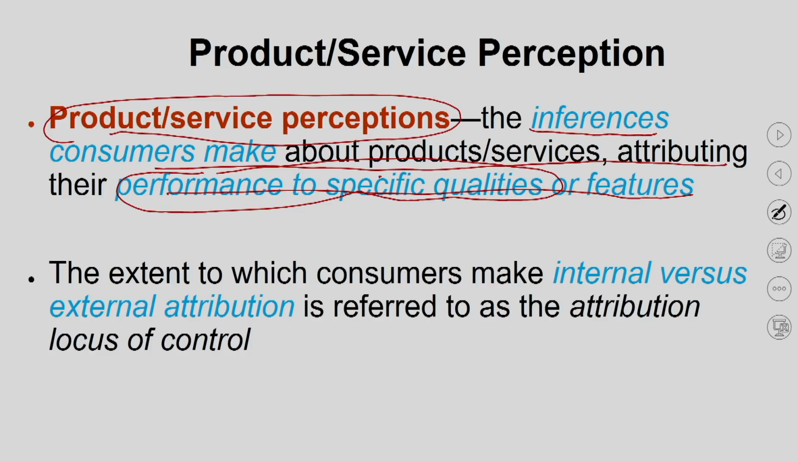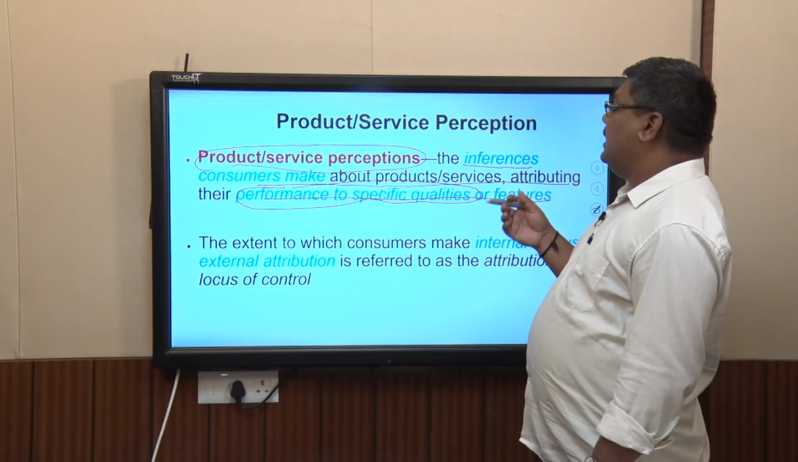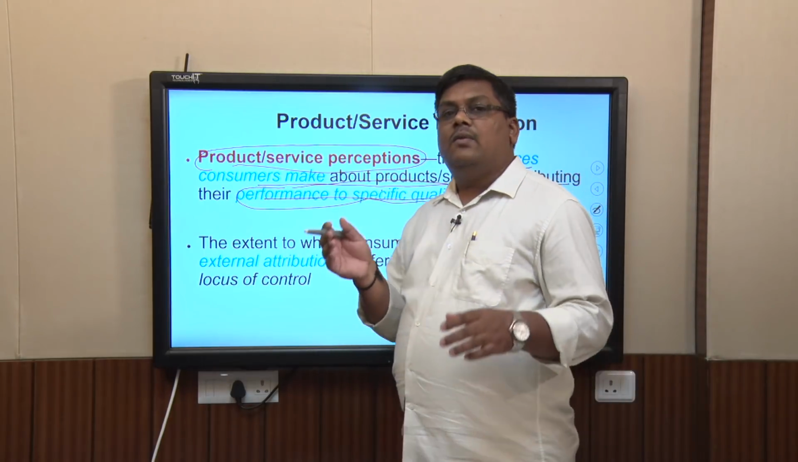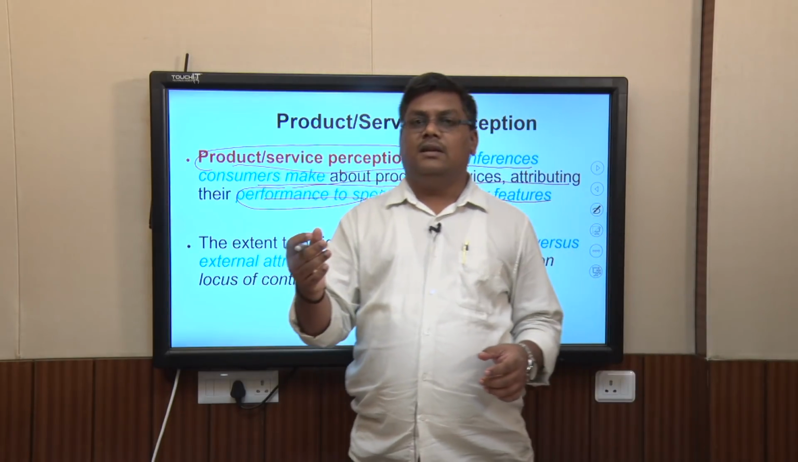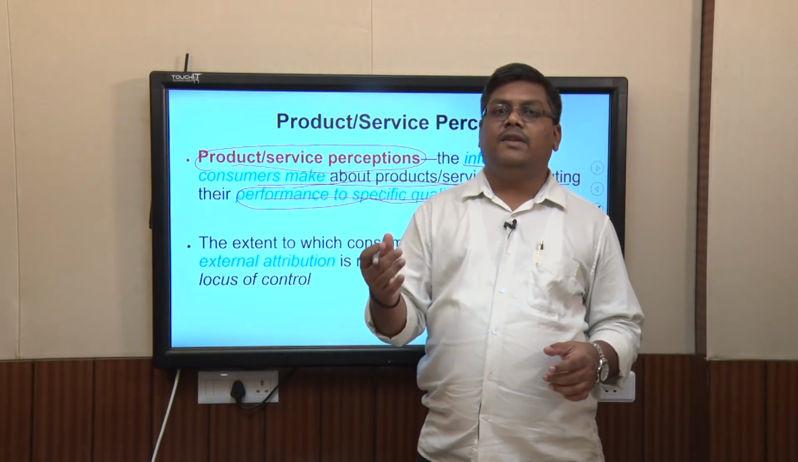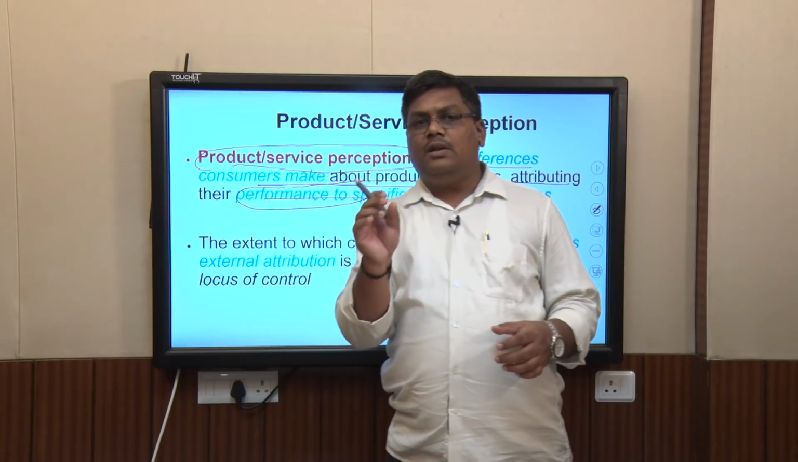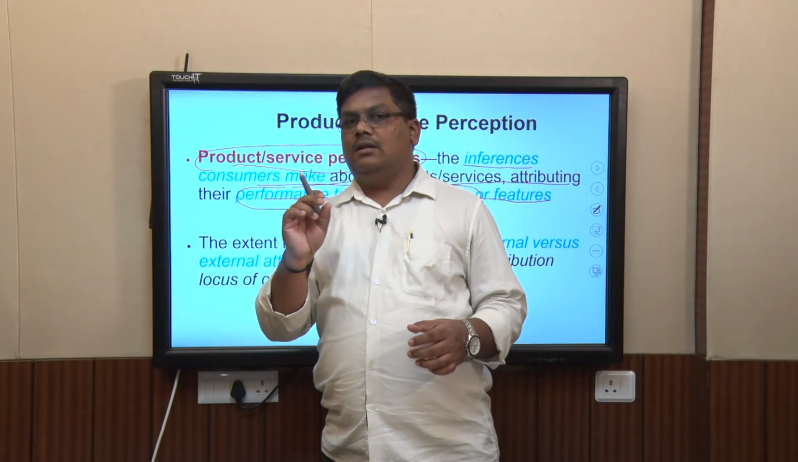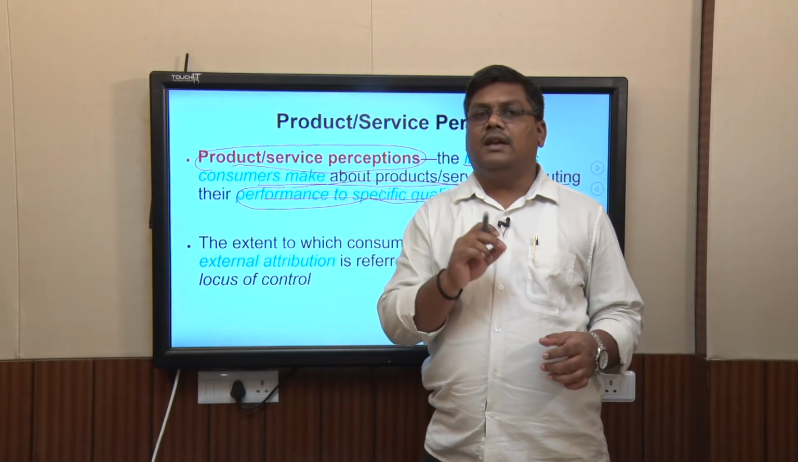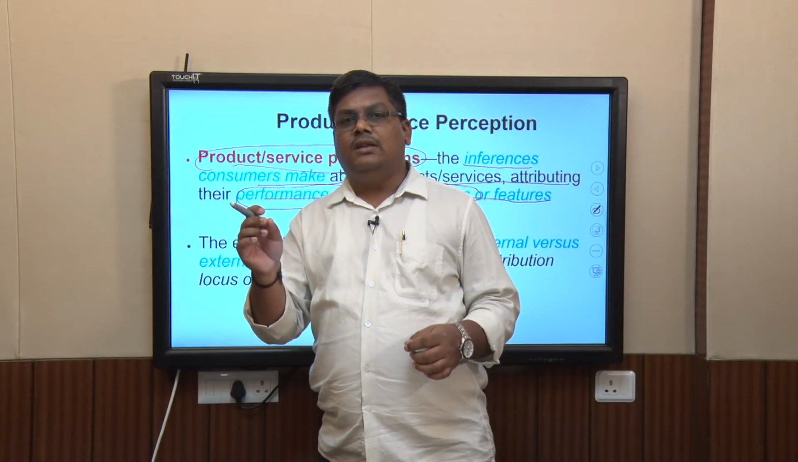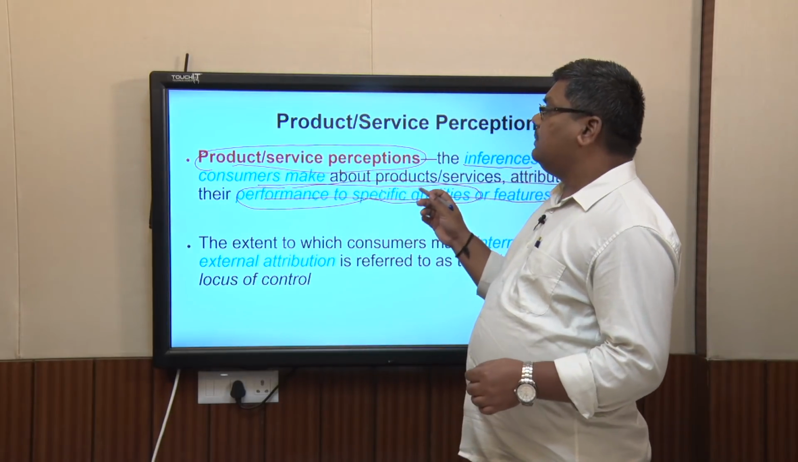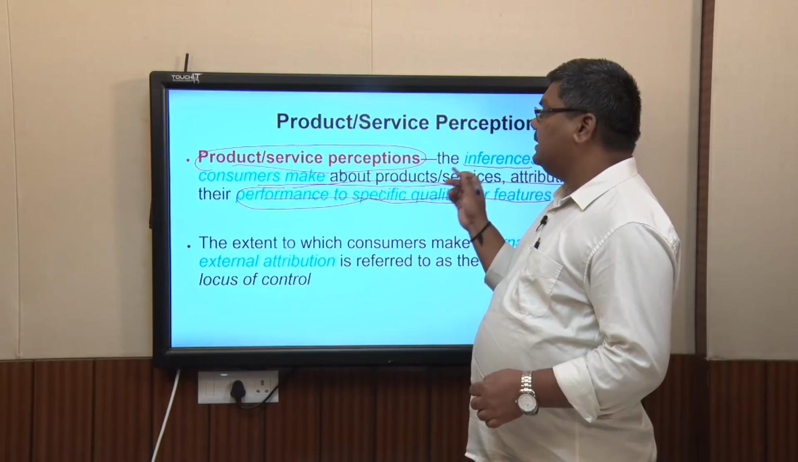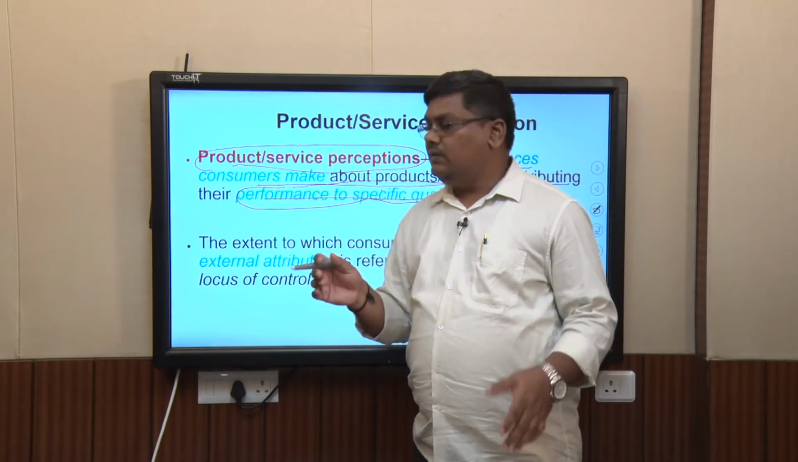So, basically the inferences consumers draw about products and services, and they attribute which features lead to what kind of performance. So, let us say a camera has a high speed shutter, and because of that it gives very good photographs. So, attributing that this high shutter speed is the reason for this photograph, and that decides the quality of the product, is what I am talking about. So, basically product and service perception is the consumer's inferences about those features.